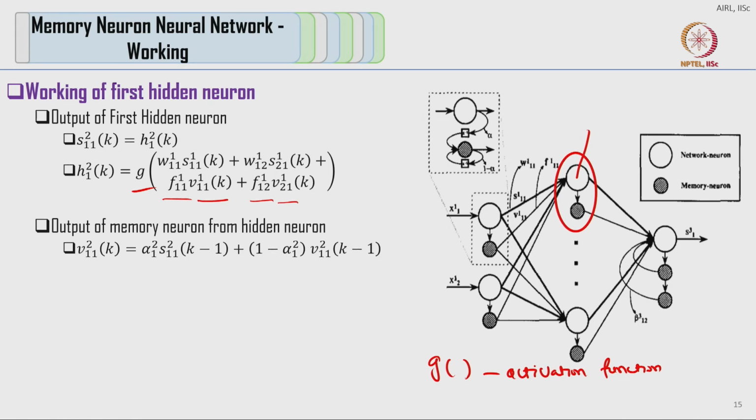Now, if I want to find out the output of the corresponding memory neuron, V11 of 2, the first neuron in the hidden layer, the 2 represents the layer. The 1 represents the neuron, the memory neuron associated with the network neuron. It is the same as the previous memory neuron, except they have different weights.